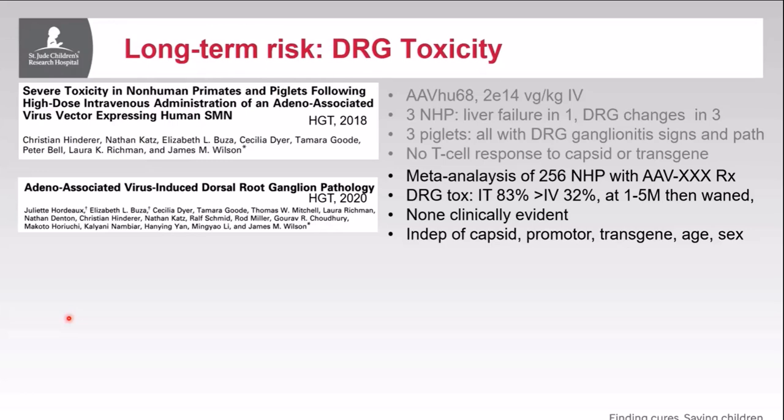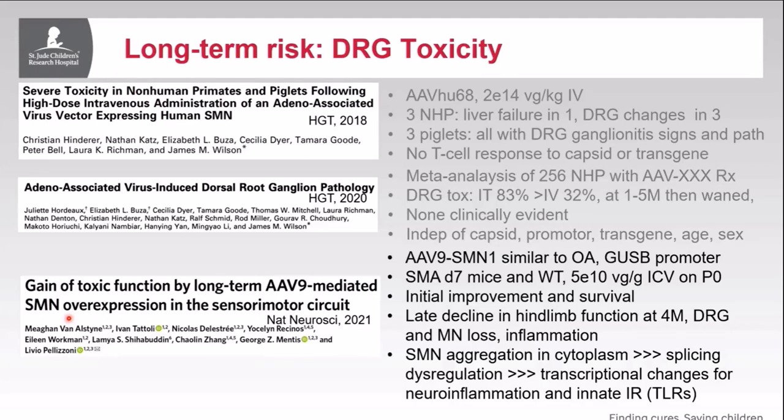But in that context, there was DRG toxicity seen. And this is the important point: with intrathecal administration, it was 83% of those monkeys, and with IV, it was 32%. Still substantial. But the second point is that it seemed to peak and then it waned, and in most of these cases it was not clinically evident. And it seemed to be independent of the capsid, the promoter, the transgene, the age, the sex, the dose. So that raised a lot of questions. Then comes along this paper by Olivia Pellizzoni's group at Columbia.